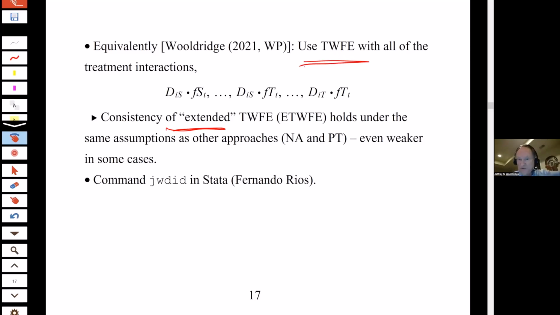I showed you the pooled OLS version. When you do two-way fixed effects, everything that doesn't change over time drops out. Fernando Rios has coded this up in this command called JWDID. I think those are my initials, but I'm not entirely sure.